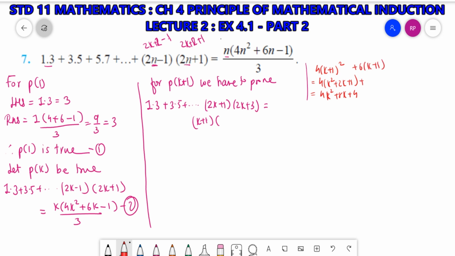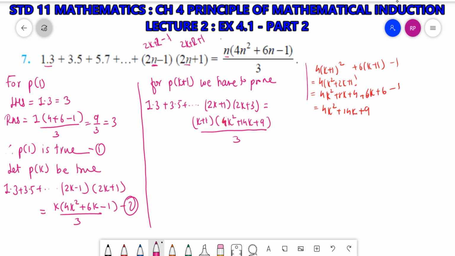Plus 6n. So plus 6 into k plus 1. So that will be equal to here plus 6k plus 6. Okay, and minus 1. So minus 1. So it will be 4k square plus 8 plus 6, 14k. 6 plus 4, 10 minus 1, 9. Okay, so I'll solve this in rough. Instead of this, I can write down 4k square plus 14k plus 9 upon 3.